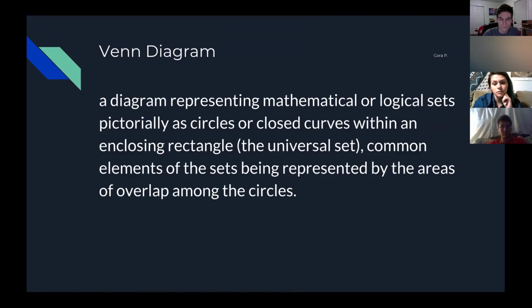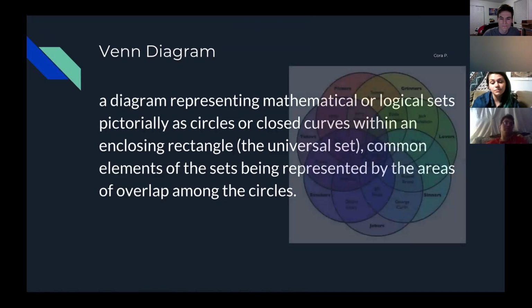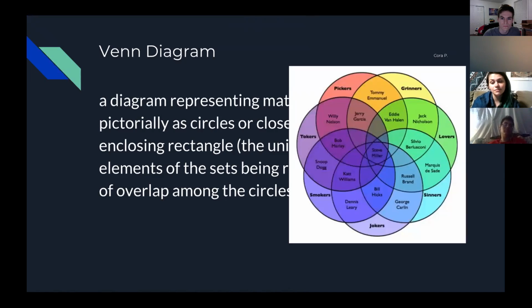Venn diagram. A Venn diagram represents mathematical or logical sets pictorially as circles or closed curves within an enclosing rectangle, with common elements of the sets being represented by the area of overlap among the circles. And here is an example of a very complicated Venn diagram.